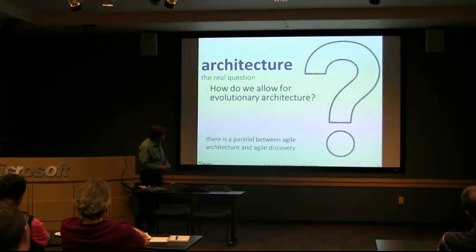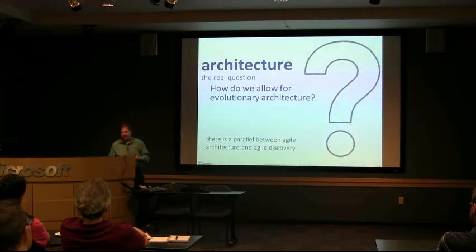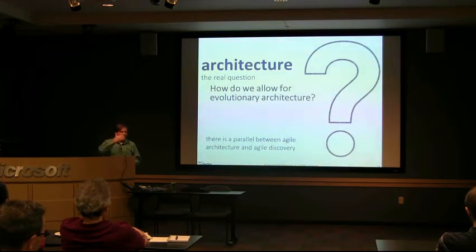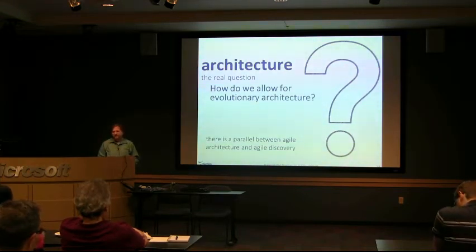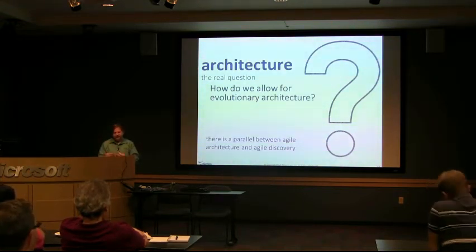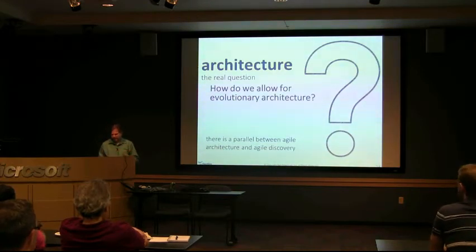So I'm going to suggest the real question is, how do we allow for evolutionary architecture? How do we allow for an architecture to change that has kind of a graceful way of migrating, so we don't hit some spot where all of a sudden there's a big cost to it?